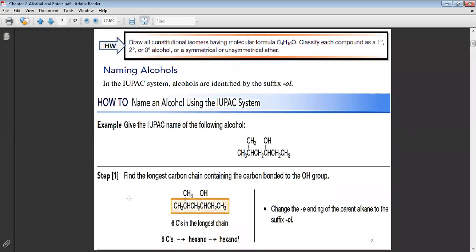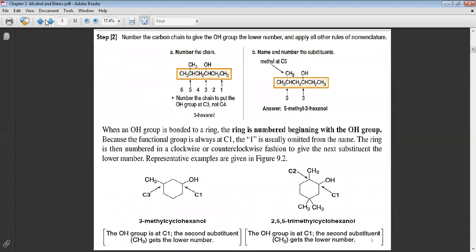Okay, now find the longest carbon chain containing the carbon bonded to the OH group. This is the longest carbon chain. Now the second step: number the carbon chain to give the OH group the lower number. 1, 2, 3, 4, 5, 6, or 1, 2, 3, 4, 5, 6. No, it will be 1, 2, 3, 4, 5, 6.